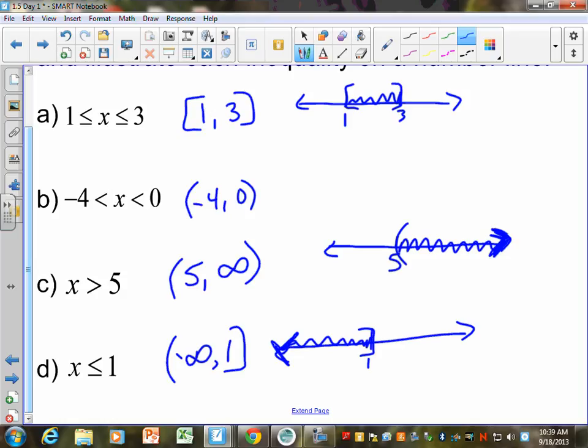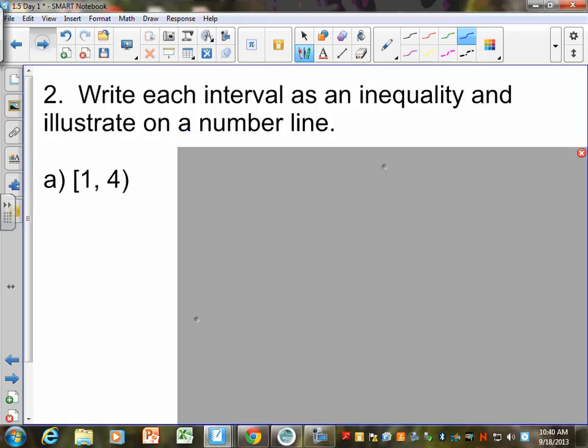The other part of your homework is, what if they gave you this? Could you make the inequality? We might not try too much of this here. It says write each interval as an inequality and illustrate on a number line. Just to practice.